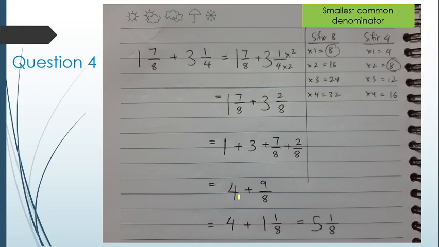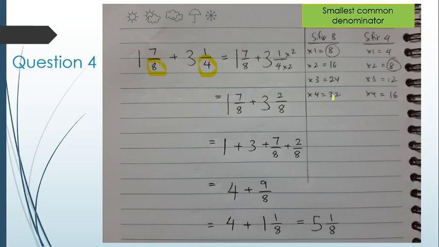Alright, let's move to the next question. Question number 4. Here we have 1 7 over 8 plus 3 1 over 4. This is mixed number plus mixed number. Look at the denominator. Is it the same? No, it's not the same, it's different. So what you need to do is change this, so both of these numbers are the same, jadi sama.